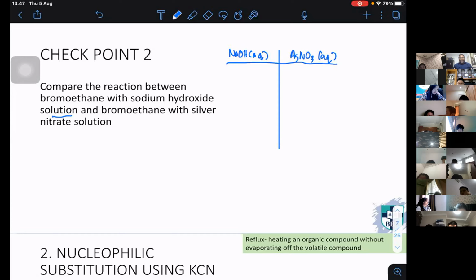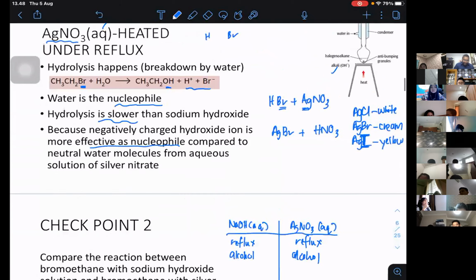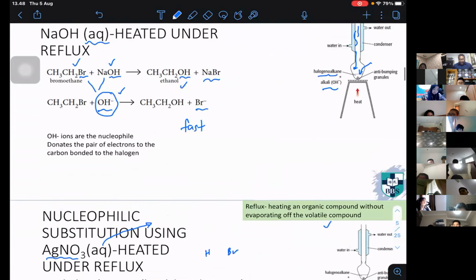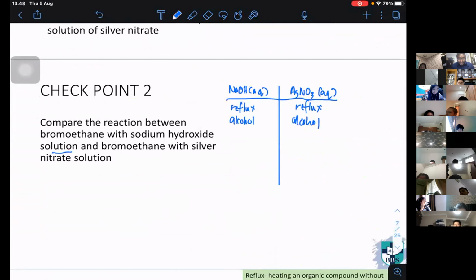For similarity, I can see that both of them require heating under reflux, because you're dealing with a volatile compound. But what else do I notice? Both of these reactions are going to produce alcohol. That is going to be some sort of comparison.